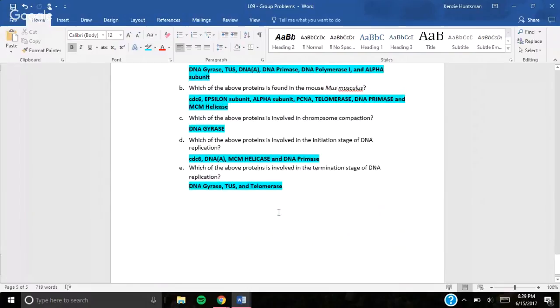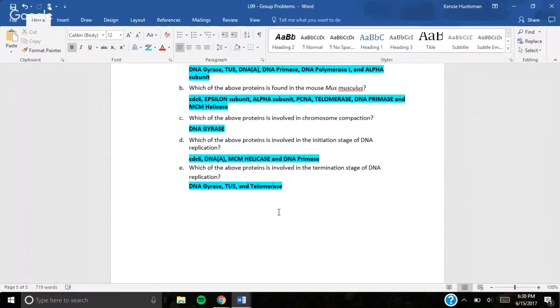And which of the above proteins is in chromosome compaction? We said DNA gyrase for this, and the reason for that is that DNA gyrase is involved with supercoiling, and so supercoiling compacts the DNA inside the chromosome. And that's where there was some confusion if chromosome compaction was the same thing as the DNA supercoiling. So we decided that, yes, they should be interchangeable based on our outside research as well.